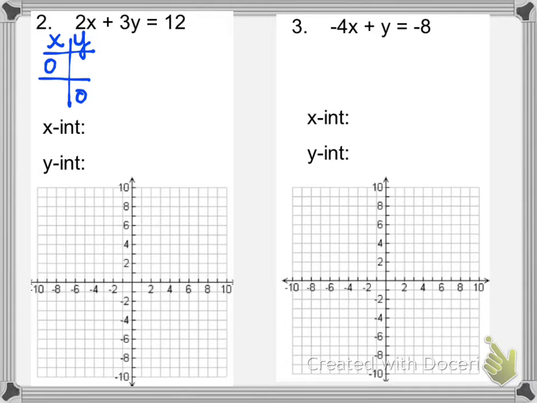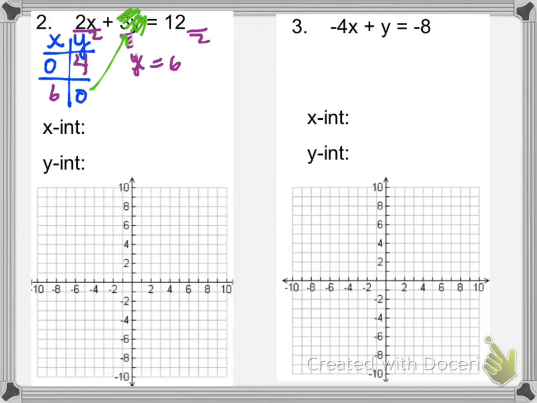So here we set up our table automatically. All right, so we plug in x is 0, which basically just eliminates that term. Now we're solving 3y equals 12, which gives us y is 4. Restart and complete the process with y equals 0. So that gives us 2x equals 12, so x equals 6.